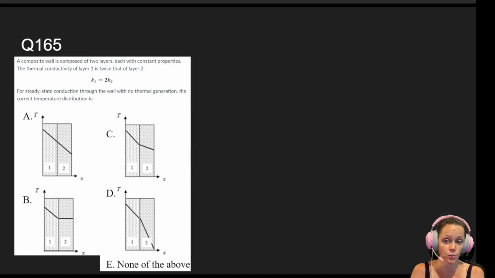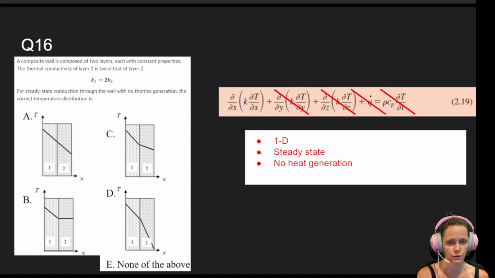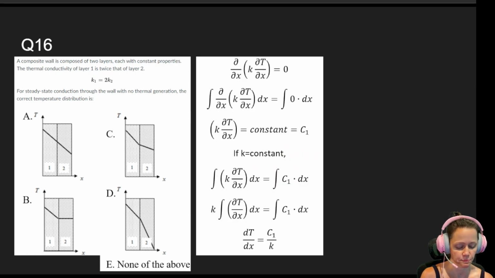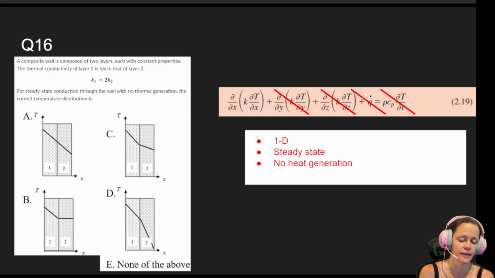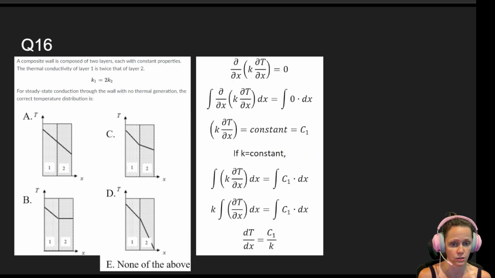So I know q is constant through the whole thing. So if I look at, there we go. Well, let's start right here. So if I apply my heat diffusion equation, steady state, no heat generation, one dimensional, assuming k is constant, right, within one particular section, within either material 1 or 2, we eventually get that the slope dT/dx is equal to some constant c1 over k.